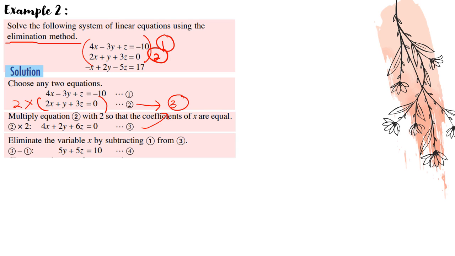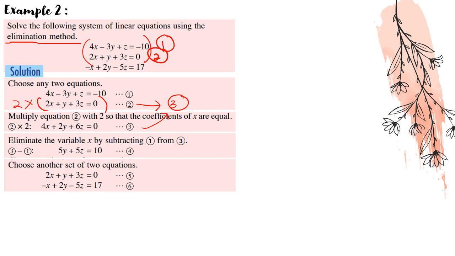Okay, so 4x minus 4x becomes 0. Okay, so 2y minus with negative 3y, so it becomes 5y. And then 6z, you minus with z, becomes 5z. Okay, 0 minus with negative 10 becomes 10. Okay, so this is labeled as equation number 4. Equation number 4.